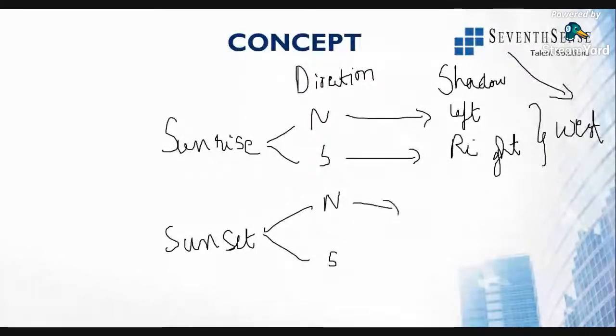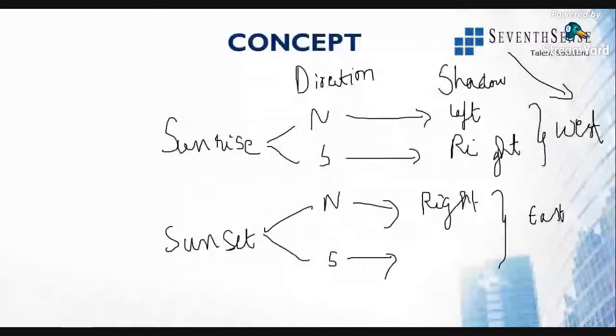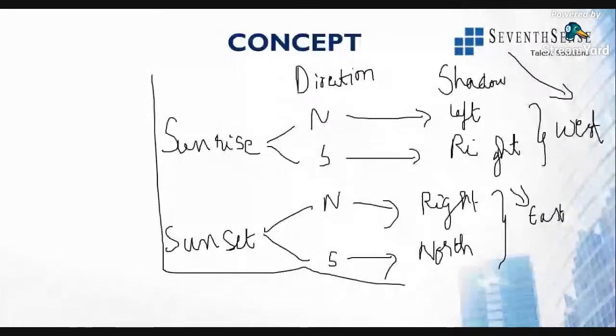Now similarly, during sunset, it is just opposite to that. During sunset, your shadow will fall to your right side when you are looking at north, that is east. Then at sunset, if you are looking at south, it will be north. This is very, very important. Please make a note of this. If you understand this table, then you can easily approach the problems.